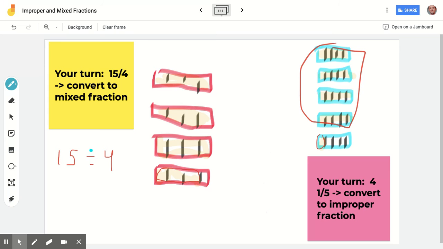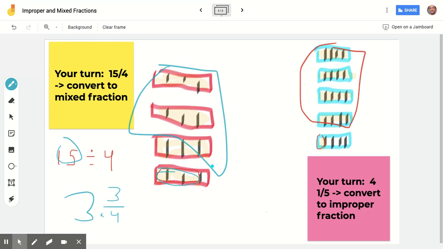15/4 means 15 divided by 4, which I know is 3 with a remainder. So here's my 3 wholes. Try to circle them. And then here, I have 3 out of 4 shaded, so it's 3 3/4. 3 times 4 is 12. 12 plus 3 is 15. There's my 3 3/4.